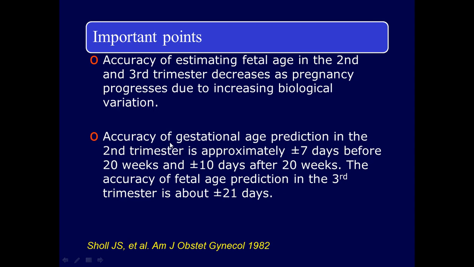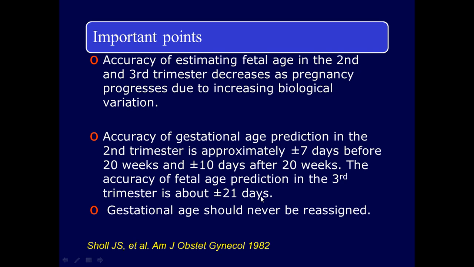In general, the accuracy of gestational age prediction in the second trimester is approximately plus or minus 7 days before 20 weeks and plus or minus 10 days after 20 weeks. The accuracy of fetal age prediction in the third trimester is about plus or minus 21 days. Therefore, gestational age should never be reassigned. For example, if a patient has two ultrasound studies 6 weeks apart, gestational age should be based on the first study.